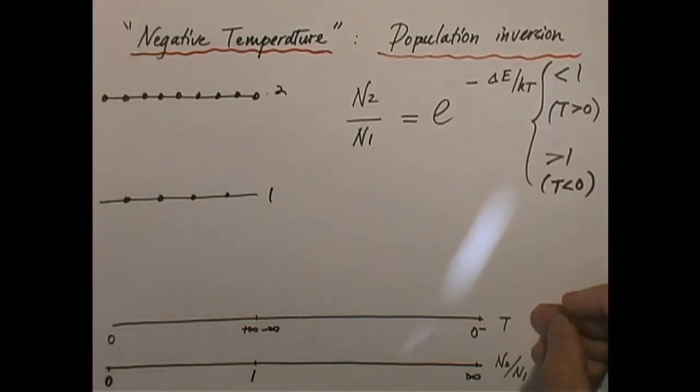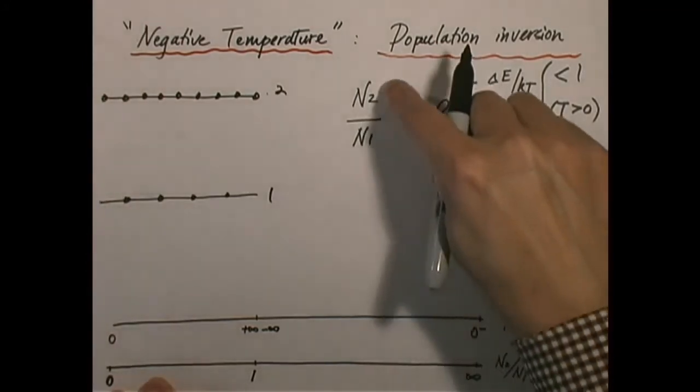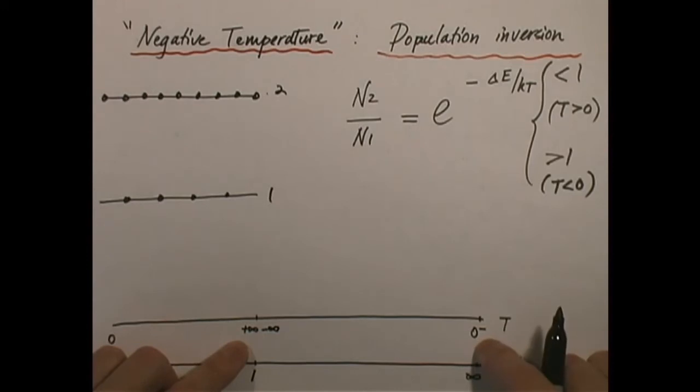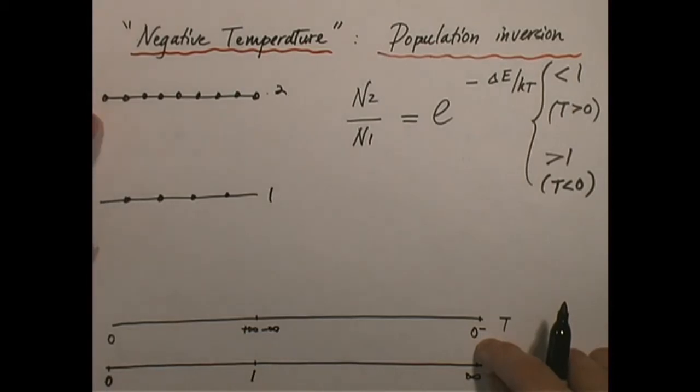Again, if you believe that the greater this ratio n2 over n1, the higher the temperature, then guess what is really the hottest temperature of them all? Well, it is no longer positive infinity. It is a negative value. And how negative? Negative 0, which means it's negative but very, very, very close to 0. Now, isn't that weird?